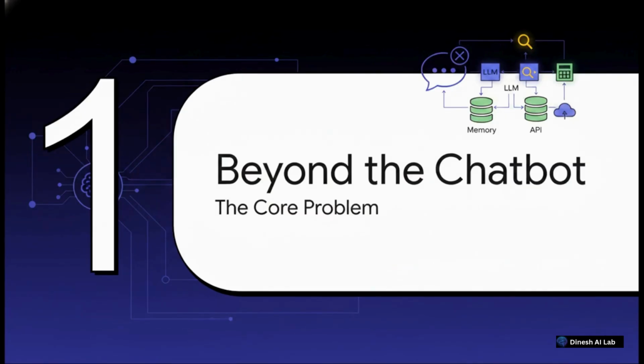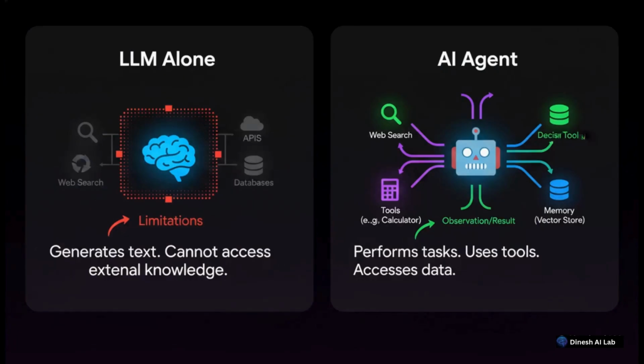To really get what makes an AI agent so powerful, we have to start with the problem they solve. And that problem? It's the limitation of your standard chatbot. This slide just nails a core difference. A large language model, or an LLM, is kind of like a brilliant brain, but it's stuck in a jar. It can generate amazing text, but it's totally disconnected from the real world. An AI agent, on the other hand, is what gives that brain arms and legs. It's a whole system that lets the LLM search the web, use different tools, and actually get stuff done.